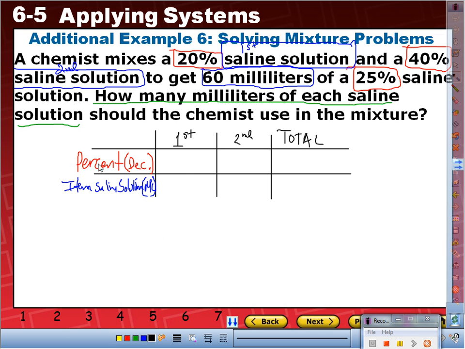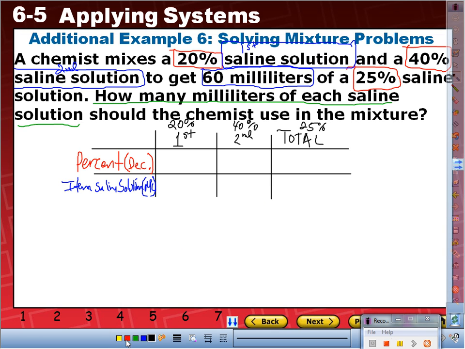And before I translate those into percents, what was my first mixture? Do they give us milliliters? No, but they give us 20%. I'm going to label this one 20%. Therefore, the second one is what? 40%. And the last one is 25%. Are we there so far?